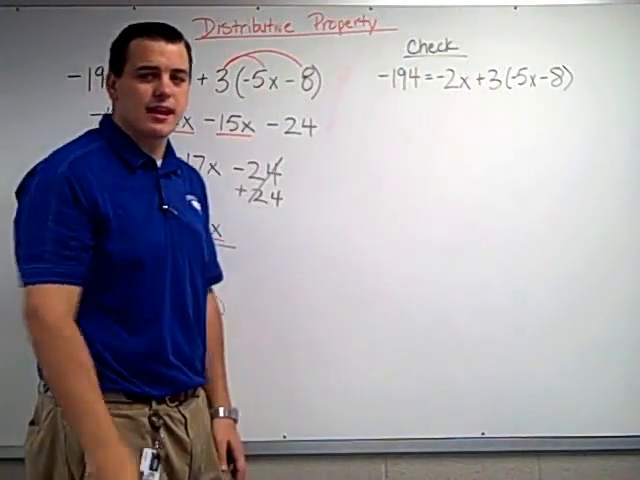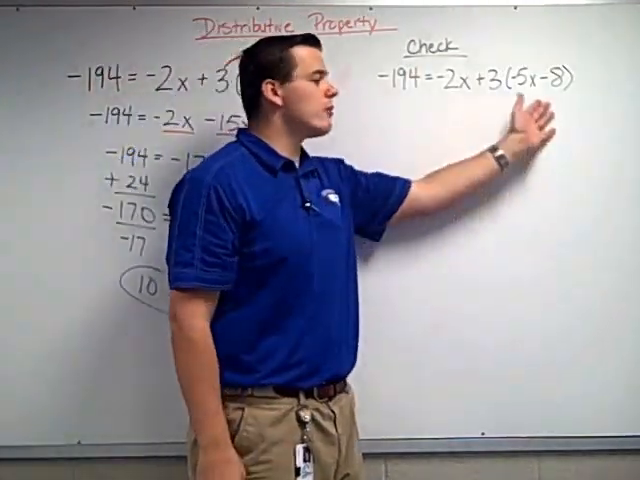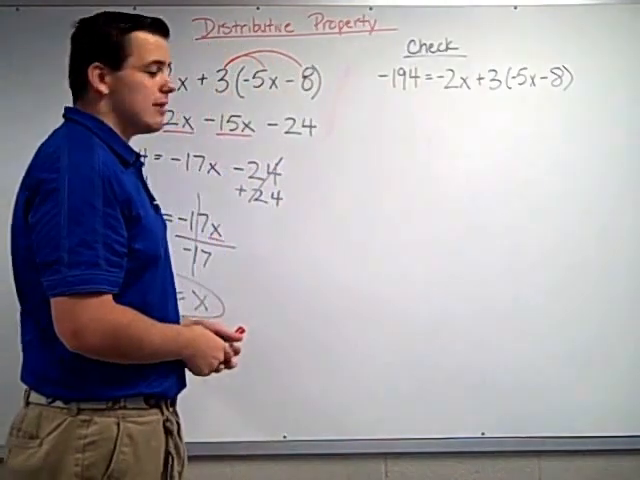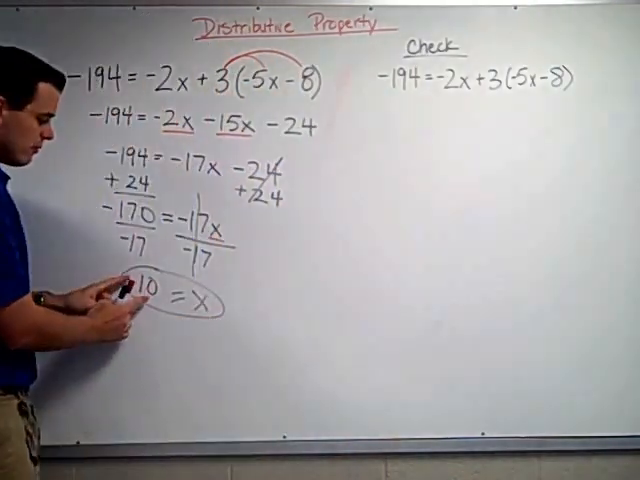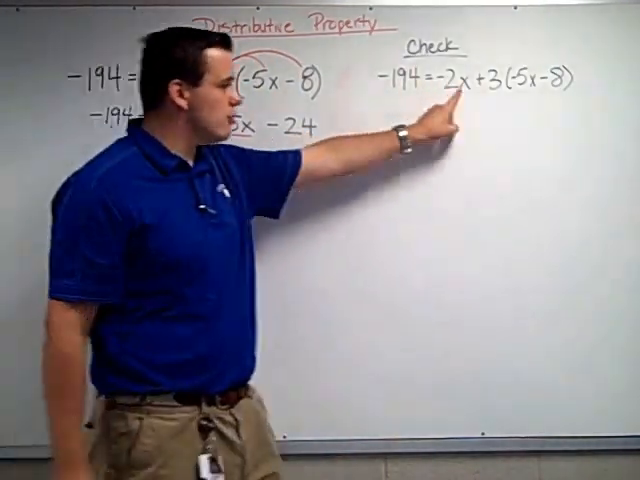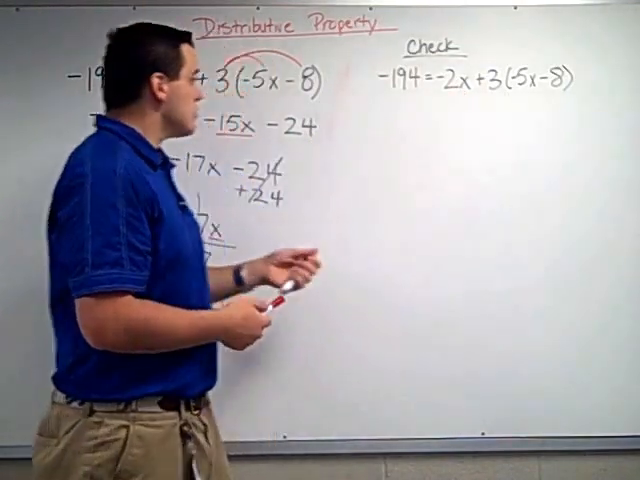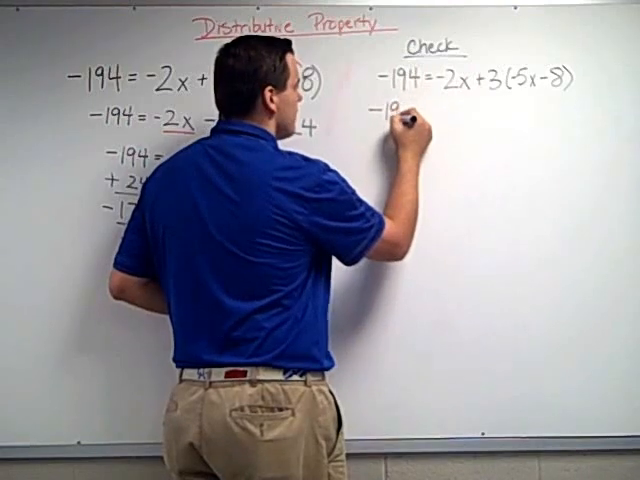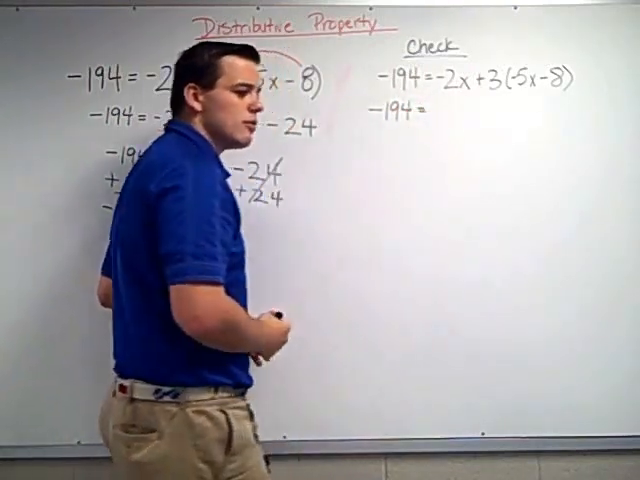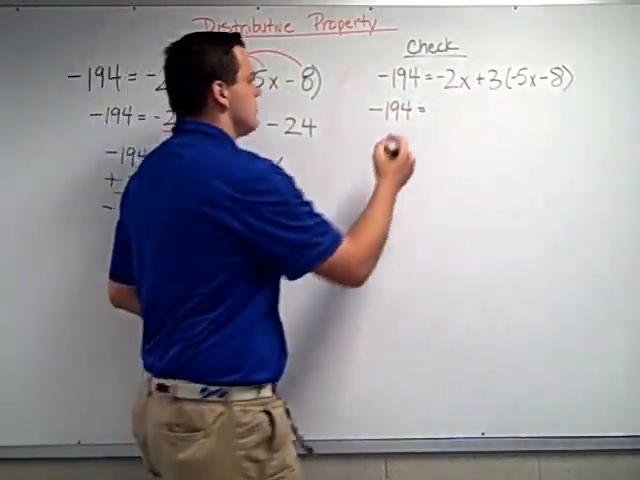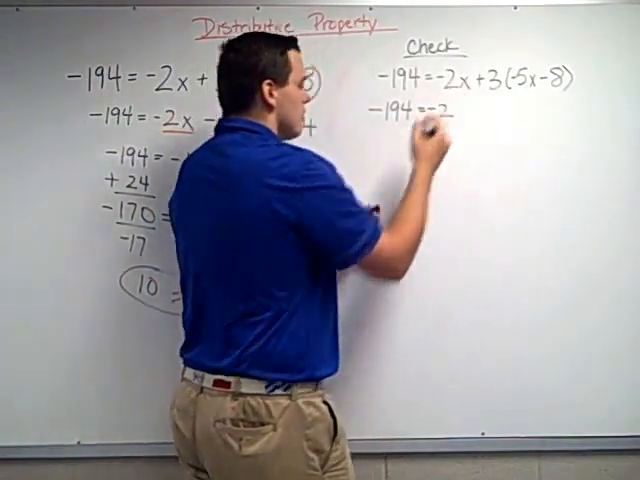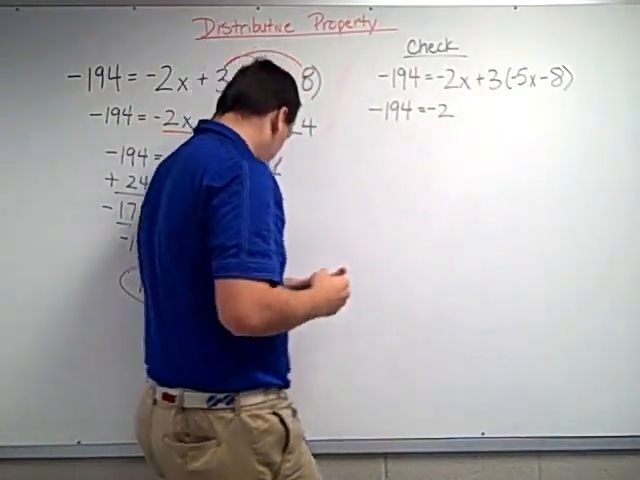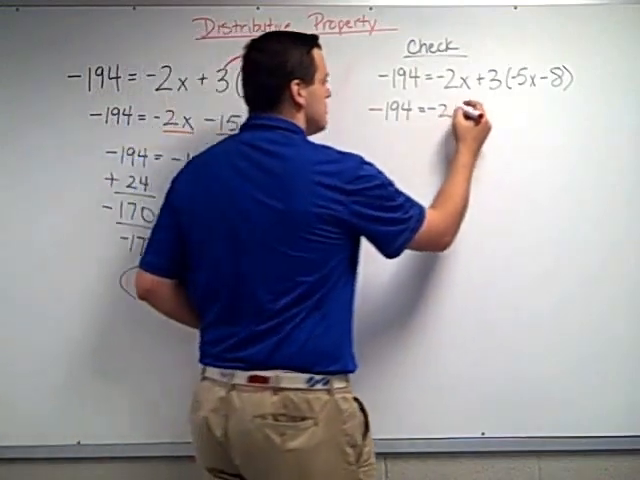And to save time on the video, I've already rewritten the original equation. So now I just want to plug in my value that I found for x back into the equation. So starting out, I have negative 194. I'm going to bring negative 194 down. I'm going to basically substitute or plug in x. So negative 2 times x, well I know that x now is 10, so we have 10.